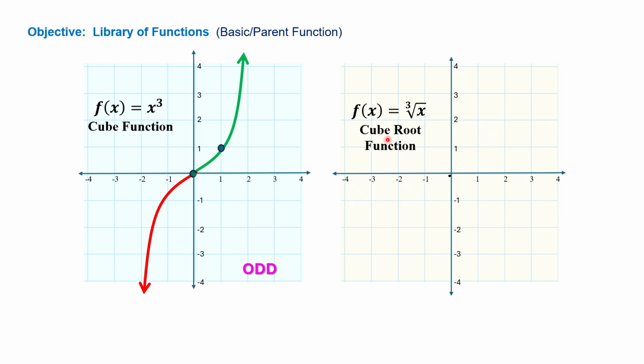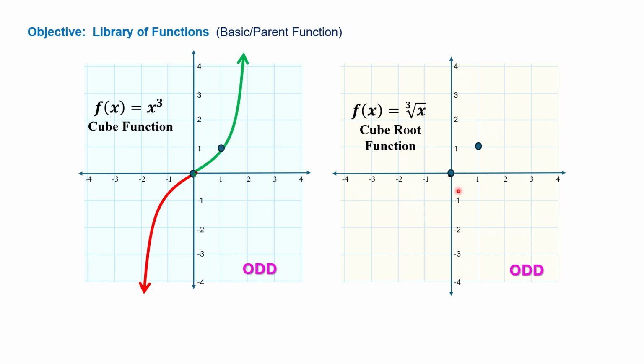For the cube root function, which is f of x equal to cube root of x, we can substitute any real number here because it's an odd root. And as we know, f of negative x is equal to negative f, so it means it is an odd function again. And then let us start substituting real numbers here, like 0 and 1. So we have (0, 0), and then (1, 1).